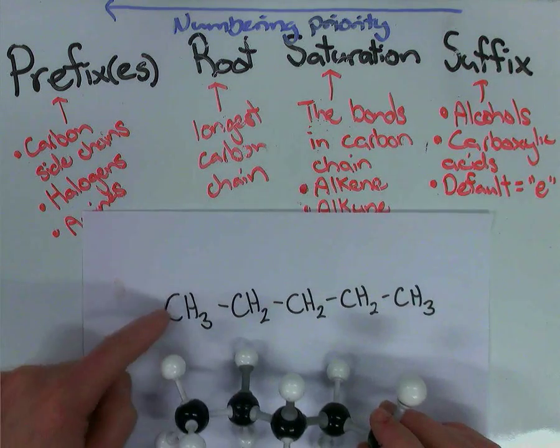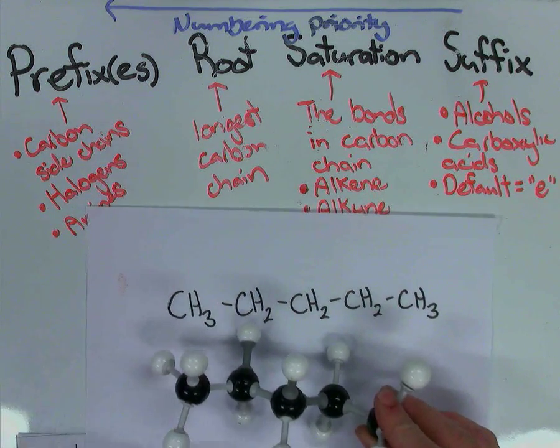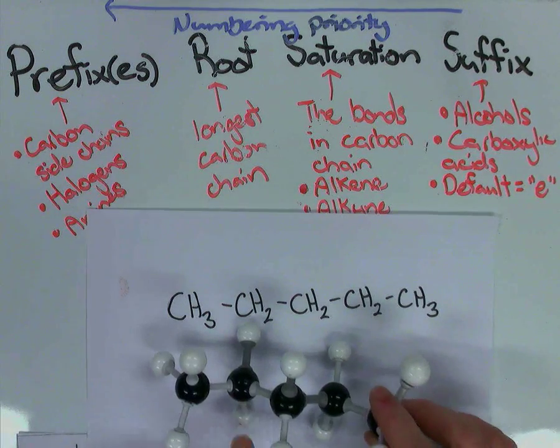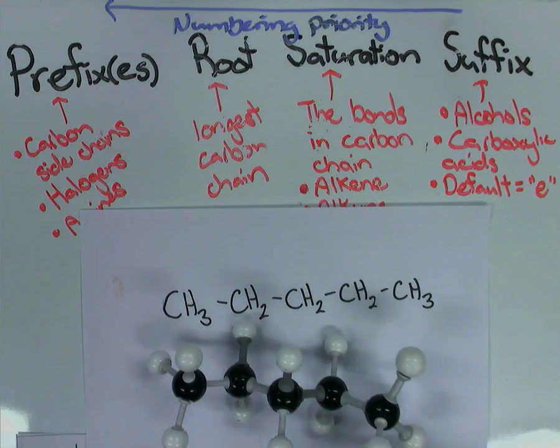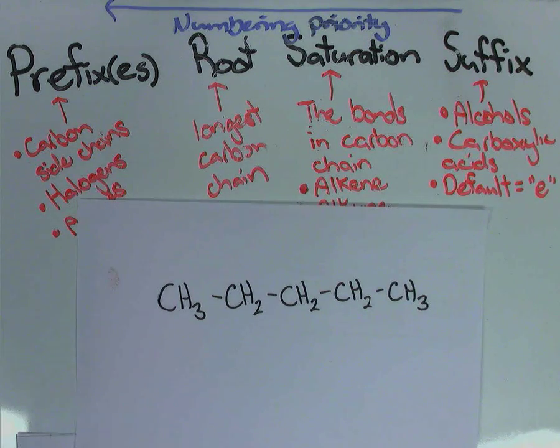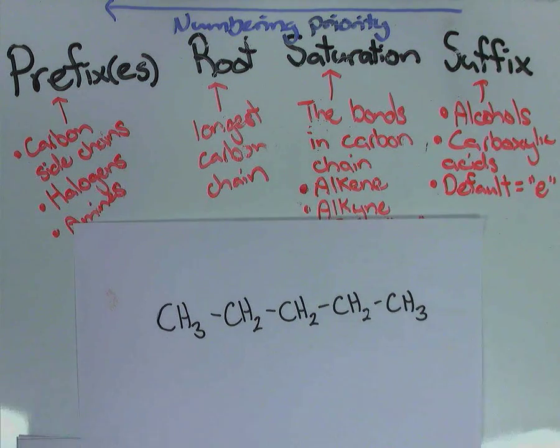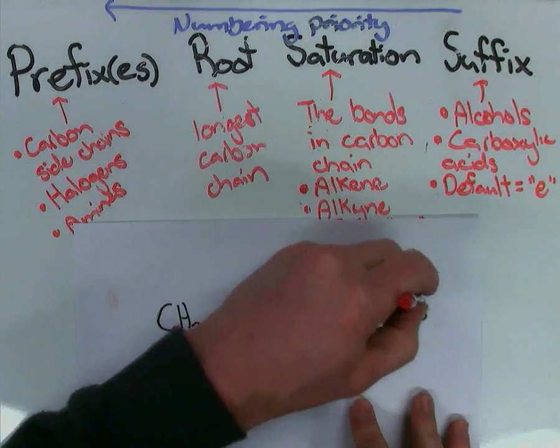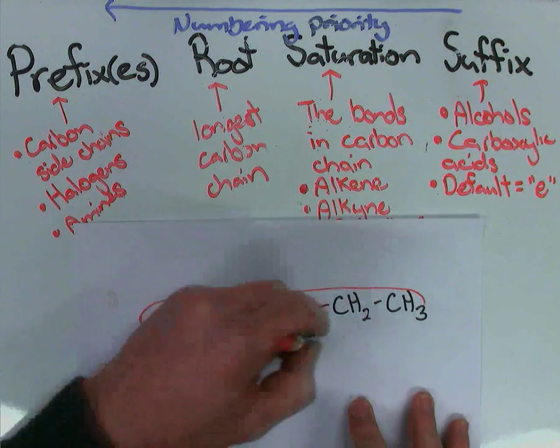The first carbon's got 3 hydrogens attached, so that's why it says CH3, next one's got 2, and so on and so on. So going through piece by piece. In terms of prefixes, this molecule does not have any amines or halogens, and there are no carbon chains branching out, so it won't have any prefixes. It will have a root of the name that needs to include a chain of 6 carbons.